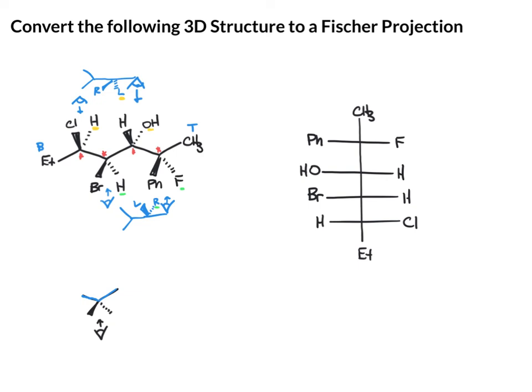So this is maybe a simpler or quicker way to convert your 3D structure to the Fischer projection. It's sort of a shortcut. Just be aware that the true Fischer projection comes from rotating all of these bonds such that you have that concave semicircular structure.